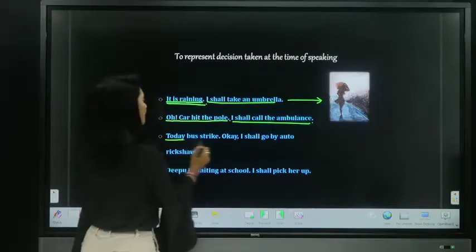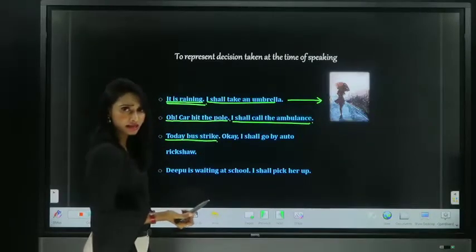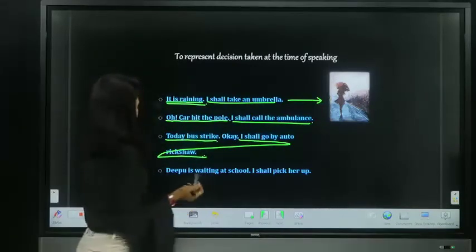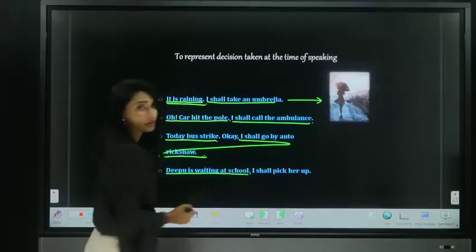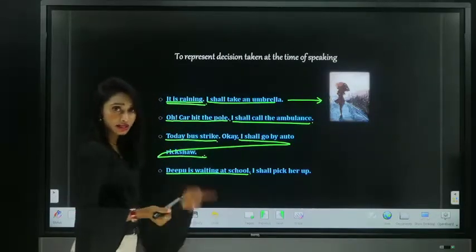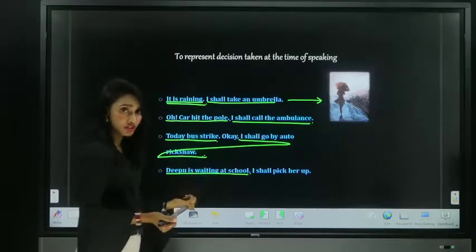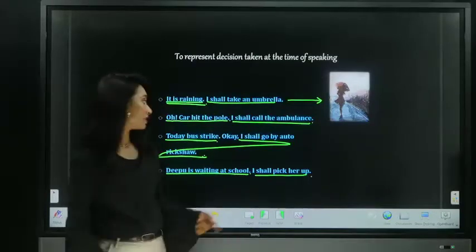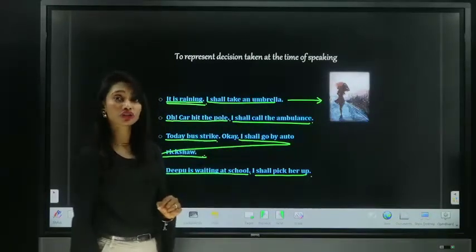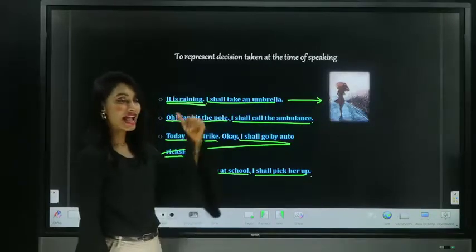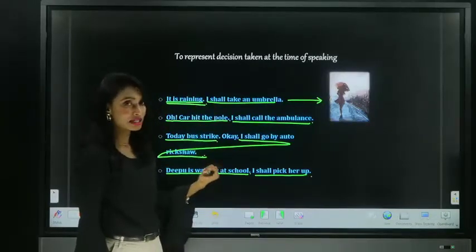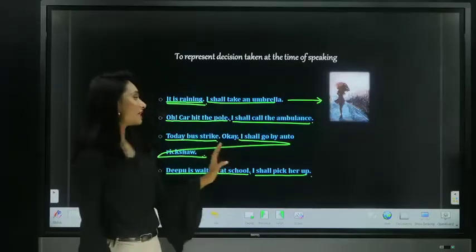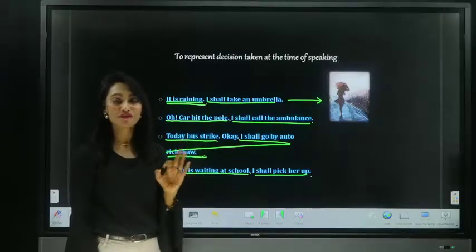Next, today bus strike. Okay, I shall go by auto rickshaw. That is my decision. Next, Deepu is waiting at school. Okay, that is at the time of speaking, present continuous. So what we shall do? What's my decision? I shall pick her up. That's my decision. See, decisions are denoted in simple future, whereas the actions going on at the time of speaking are in present continuous. I hope it is clear, guys. So these three are the usages of simple future tense.